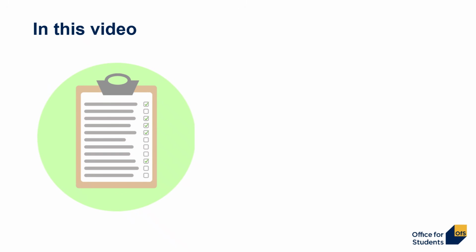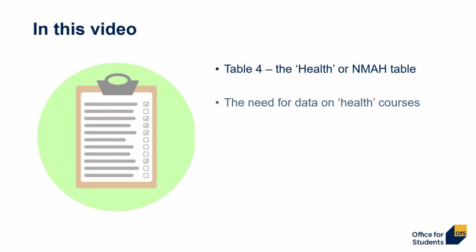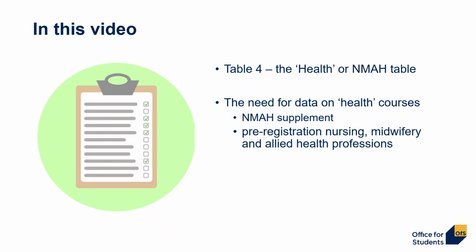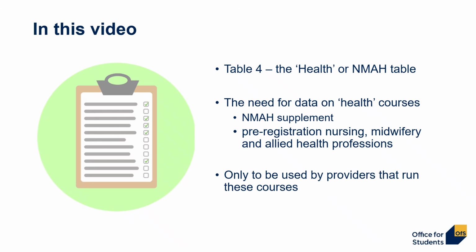In this video we're going to take a closer look at Table 4 in the HESES workbook, the Health or NMAH table. We need to collect data to allow us to calculate a specific funding stream, the so-called NMAH supplement, for providers running pre-registration courses in nursing, midwifery and allied health professions. This is where the abbreviation NMAH comes from. Most providers won't need to use this table unless they run these courses, so you may not need to watch any further. Please refer to Annex H of the HESES guidance for full details.